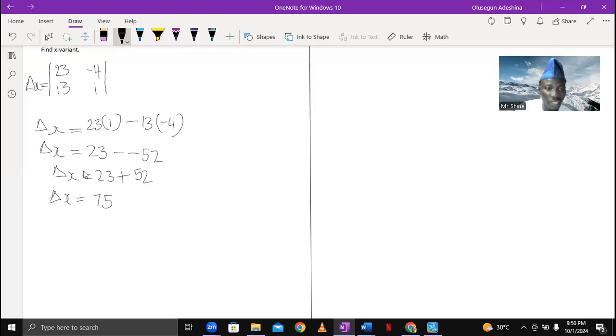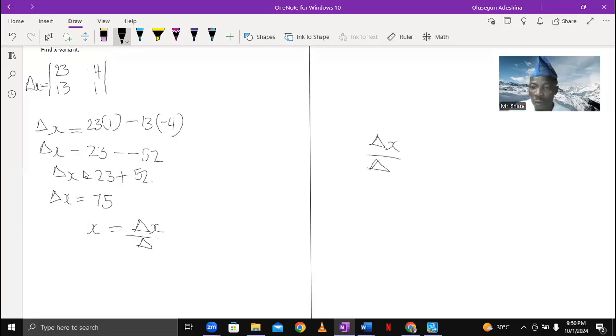The next thing is now to find X itself. Let's look at the working formula for X. X will be equal to changing X over the general change, or X determinant over the general determinant. Let's see the workability of this formula.